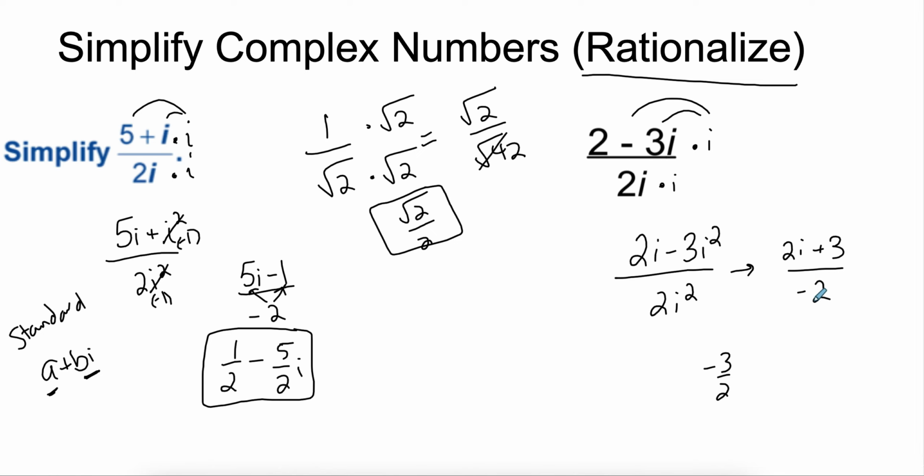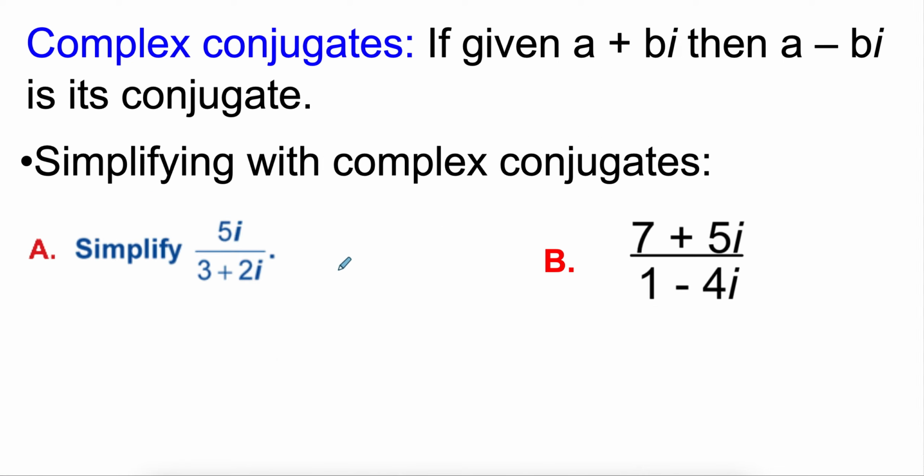So 2 over 2 is a 1. So this would just be minus 1i or minus i. You don't need the 1 there. Okay? So when we have just a single i or a single term in the bottom, you're going to multiply by an i. When we have more than one thing in the bottom, that makes it a little bit different. Okay?